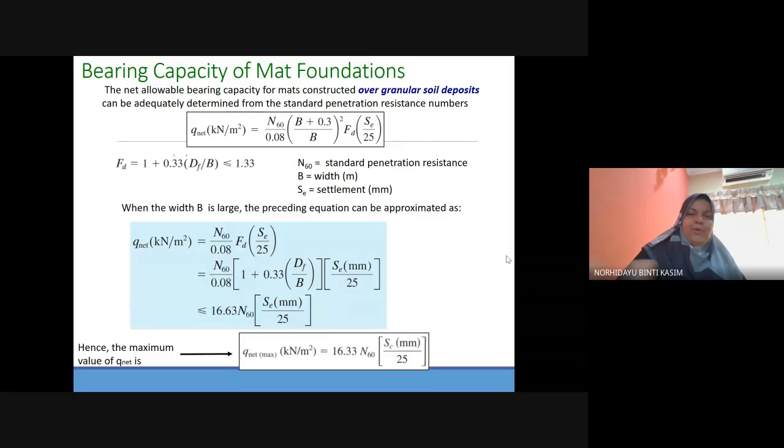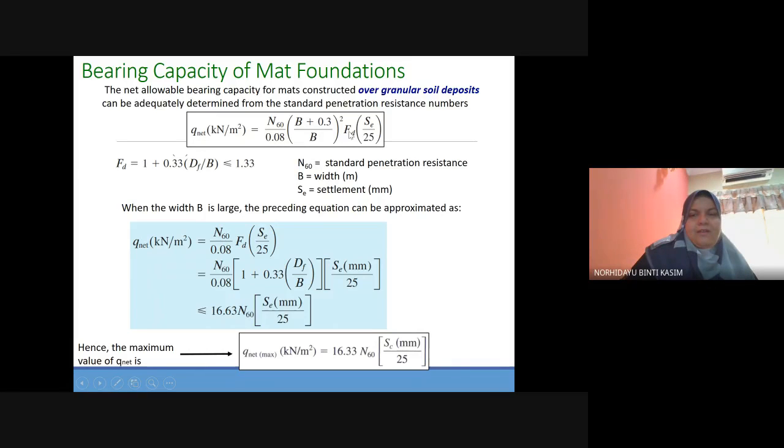In the equation, normally they will give the N60. But in the industry when you are working, you can get the N60 from the SI, soil investigation. B is the width of the foundation, and Se is the settlement. The settlement you can also get from the lab test. When you have all the parameters, then you can get the Q net.